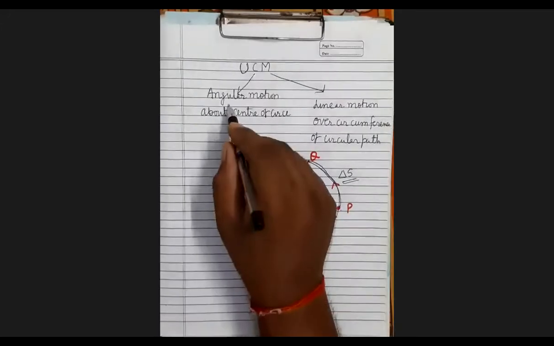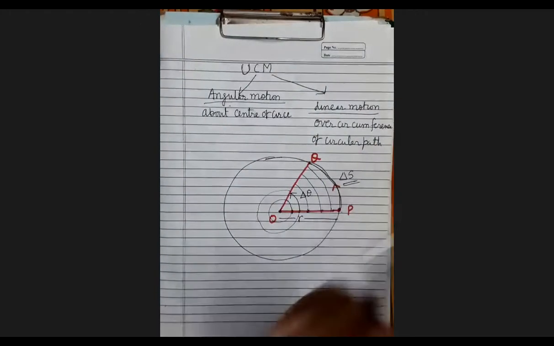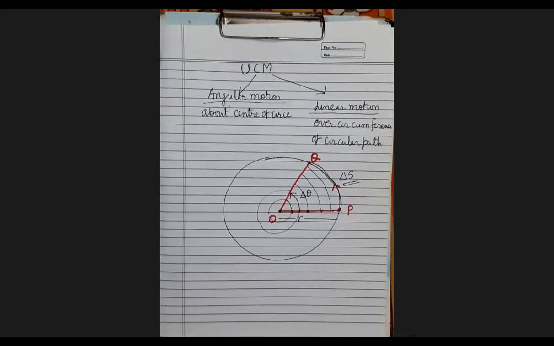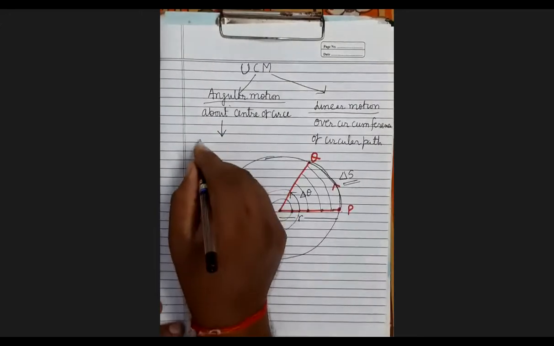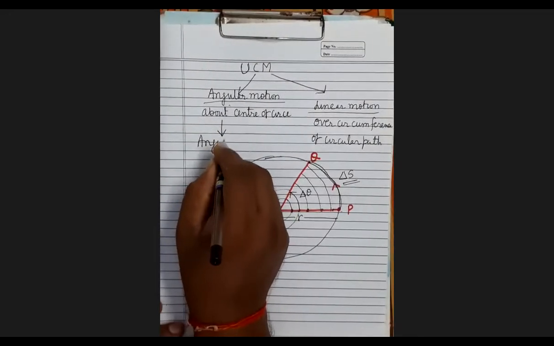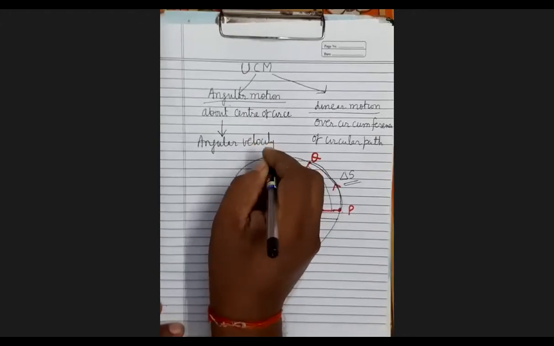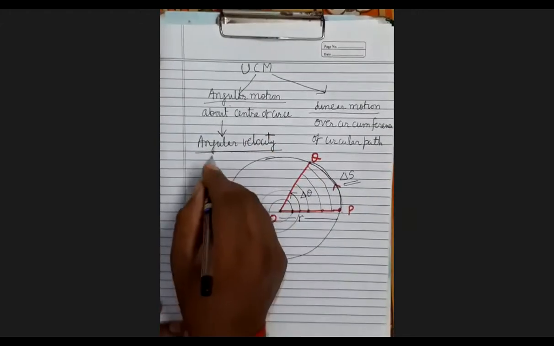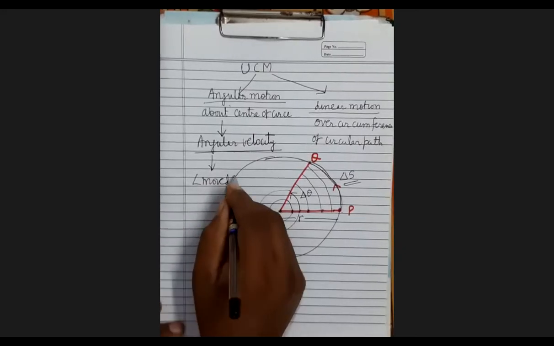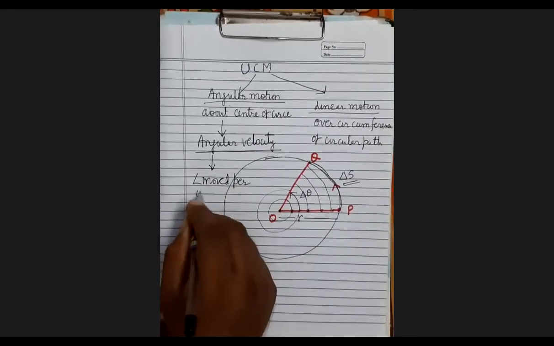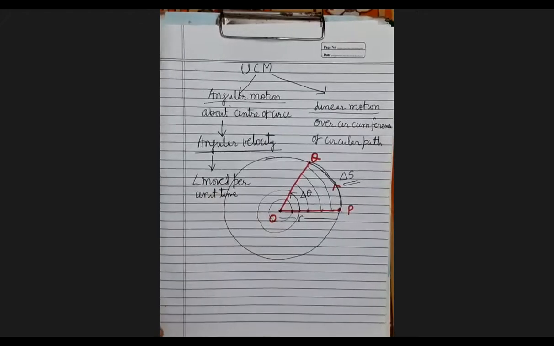Since there are two types of motion, one the angular motion, other the linear motion, there will be two velocities also. One is the angular velocity. Angular velocity is the angle moved per unit time. This is known as angular velocity.